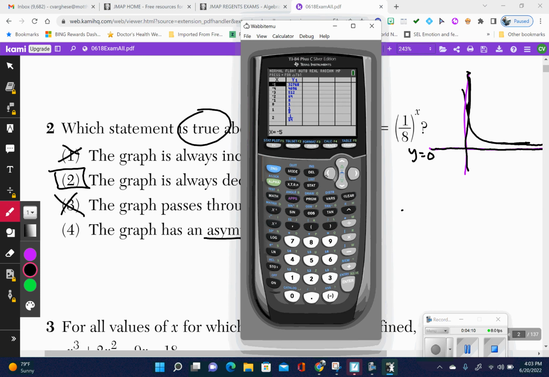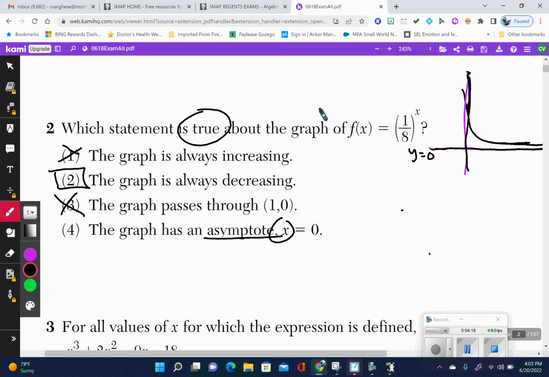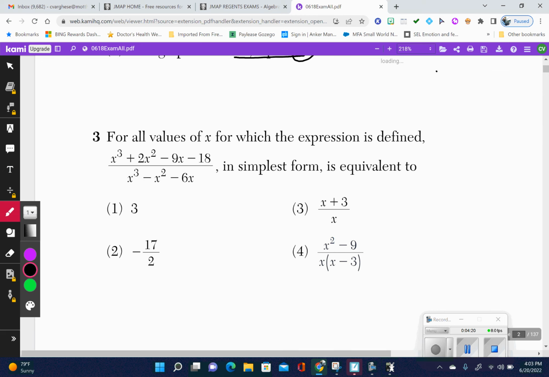And you can use the graph to verify that what I'm saying is true, right? The y-axis is not the asymptote because it actually crosses that. All right, next, number 3. For all values of x for which the expression is defined, in simplest form, you need to definitely make sure.